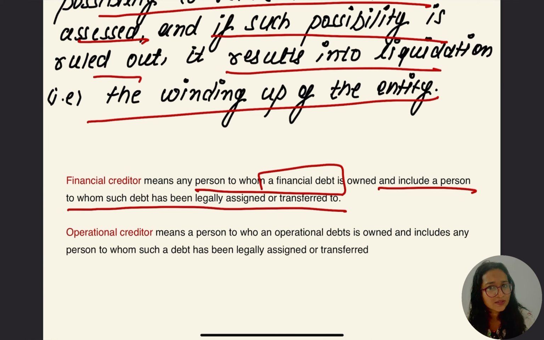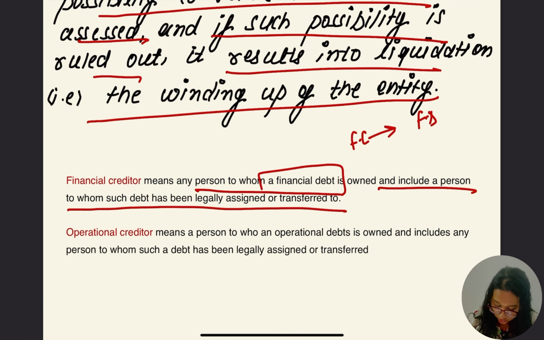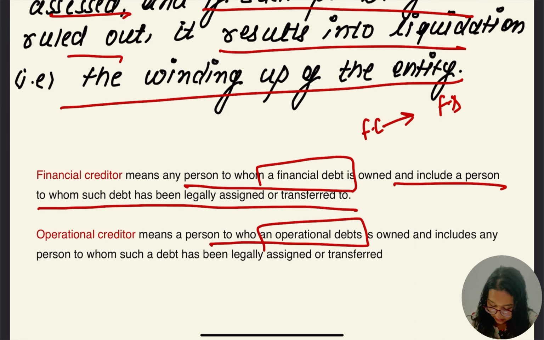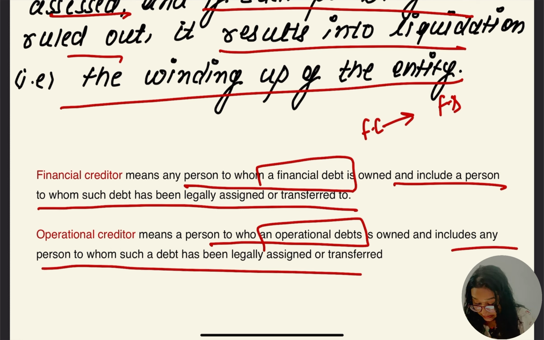Hope this part was clear. Directly, it means the financial creditor who owns the financial debt. So what about the operational creditor now? Operational creditor means a person to whom the operational debt is owed, and includes any other person to whom such debt has been legally assigned. The operational debtor is the one who owes the operational debts. Hope this part was also clear to you.